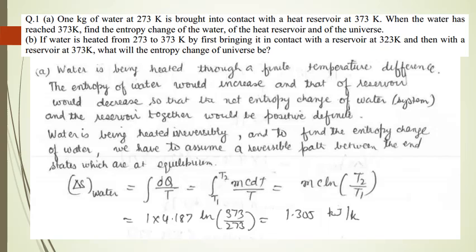Now, here we have 1 kilogram of water at 273 Kelvin as a system. This system is brought into contact with a heat reservoir which is maintained at 373 Kelvin. In the second part of this question, the same system, that is 1 kilogram of water at 273 Kelvin, is first brought into contact with a reservoir at 323 Kelvin, and then it is brought into contact with another heat reservoir maintained at 373 Kelvin. So what is the entropy change of the universe going to be in this case?